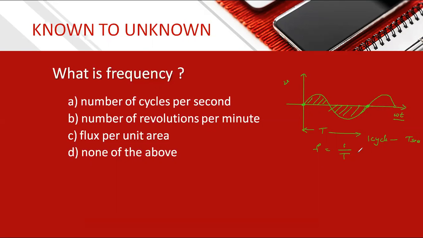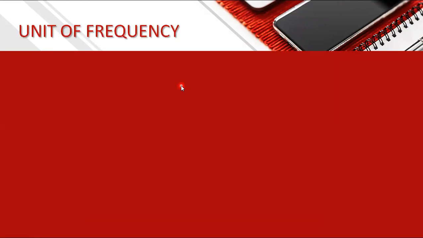So the frequency is what we call as number of cycles per second. That means for 1 second, how many cycles the wave covers is what we call as frequency. So frequency is number of cycles per second. After understanding clearly about the frequency, now you know we have to measure the frequency of the supply. So let us see how.